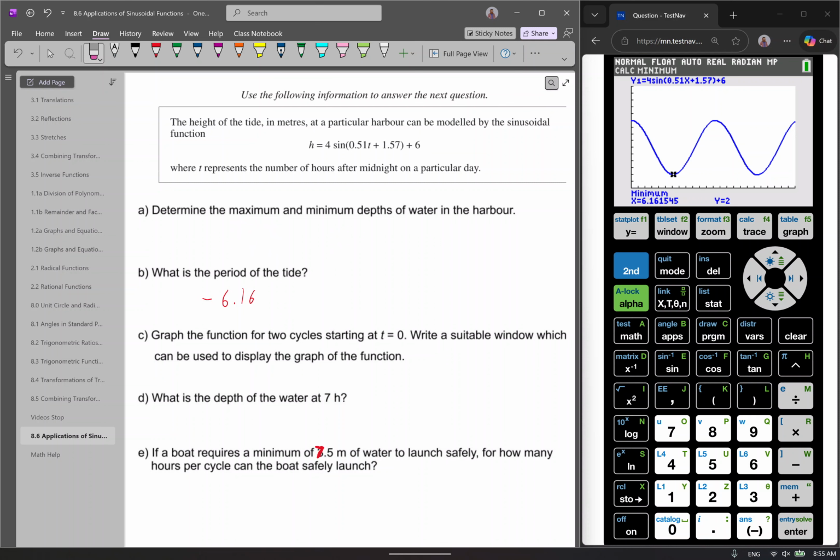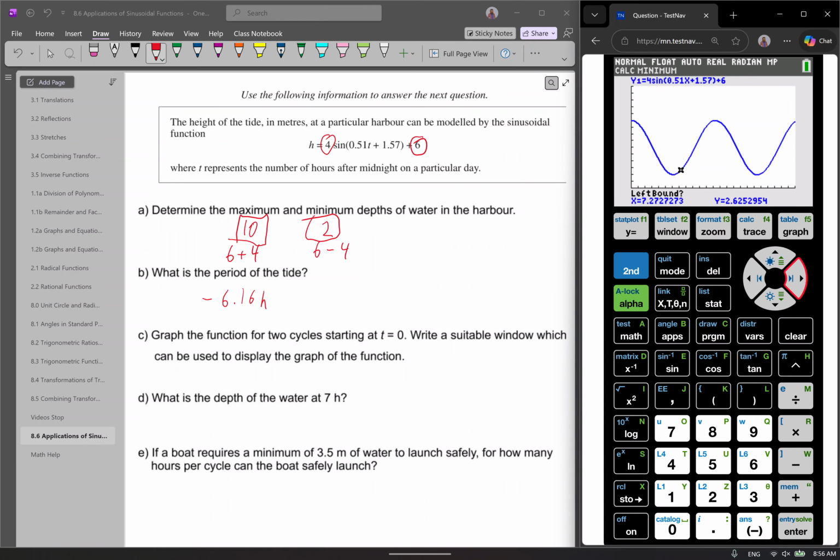Part A is just maximum and minimum depths. These values that I wrote down earlier, those are the time. Maximum, minimum depths, that is just going to be our midline minus the amplitude, so our minimum is 2, and our maximum is the midline plus the amplitude, so 10. So all it is is 6 plus 4 and 6 minus 4 for those two answers. Okay, my fault.